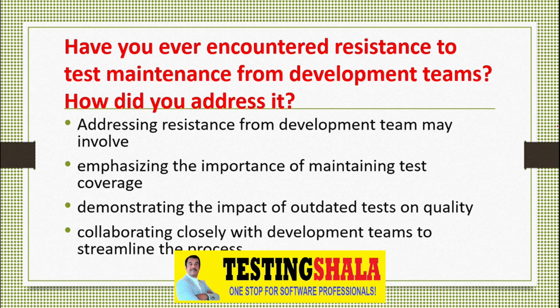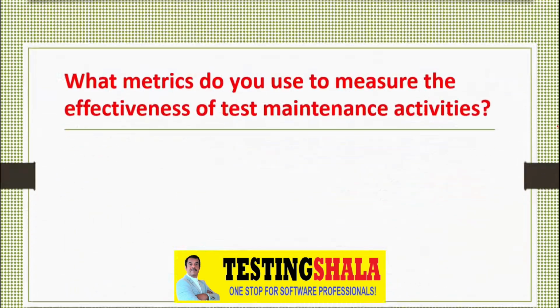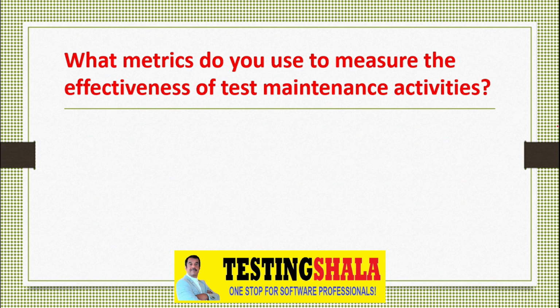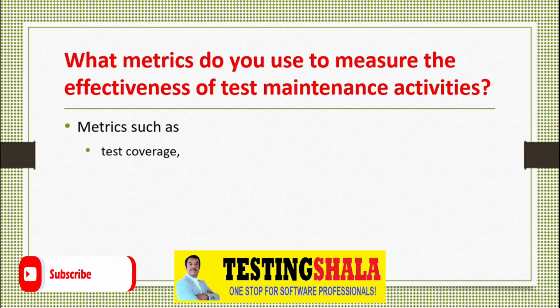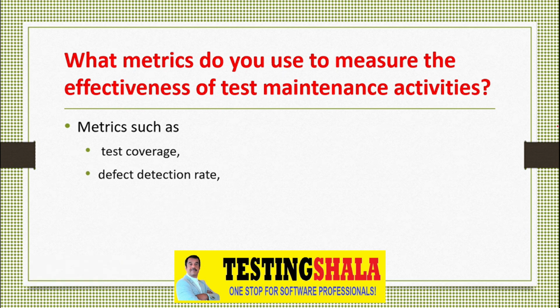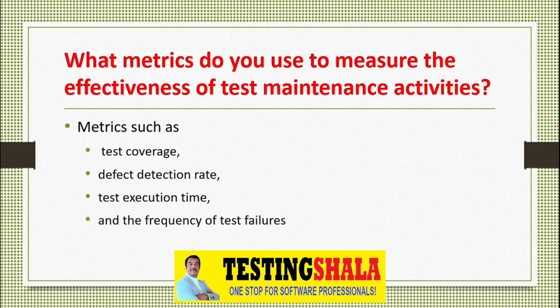The next question is, what metrics do you use to measure the effectiveness of test maintenance activity? One metric is test coverage, and the second is defect detection rate: for every test execution, how many defects are we able to detect. Then there is the test execution time involved, as well as the frequency of test failure. If the existing test cases keep failing, not because of a functional issue but because of a test case issue, then we are not maintaining those test cases properly. That is the measurement we gather from these four metrics.